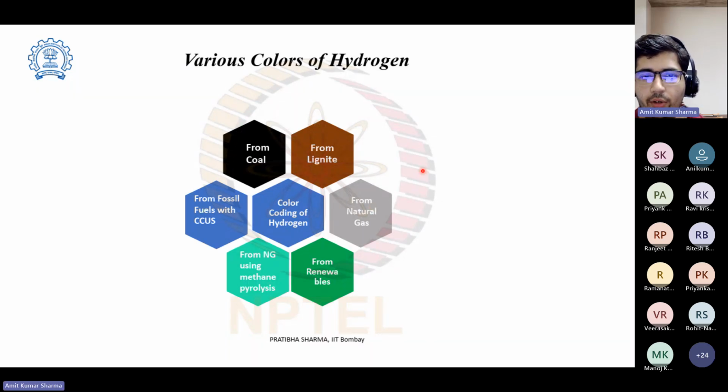So natural gas is gray hydrogen. I think 1 kg of hydrogen from steam methane reforming produces around 9 to 10 kg of CO2. And coal is about 16 to 18 kg of CO2 per kg of hydrogen. So the color coding is based on the emission.